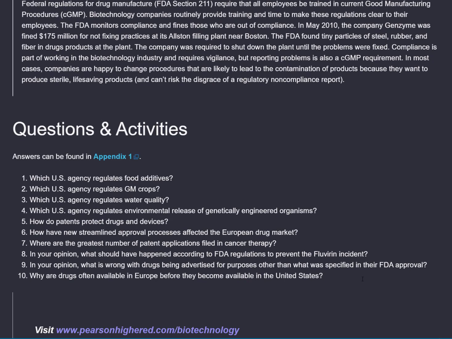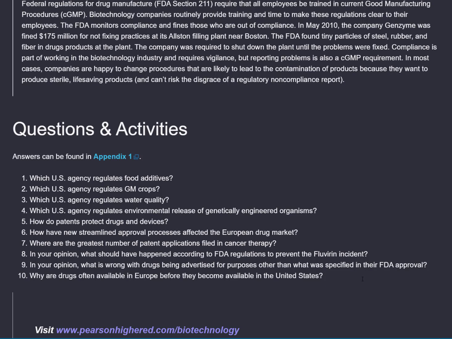Federal regulations for drug manufacture, FDA Section 211, require that all employees be trained in current good manufacturing procedures, CGMP. Biotechnology companies routinely provide training and time to make these regulations clear to their employees. The FDA monitors compliance and fines those who are out of compliance.